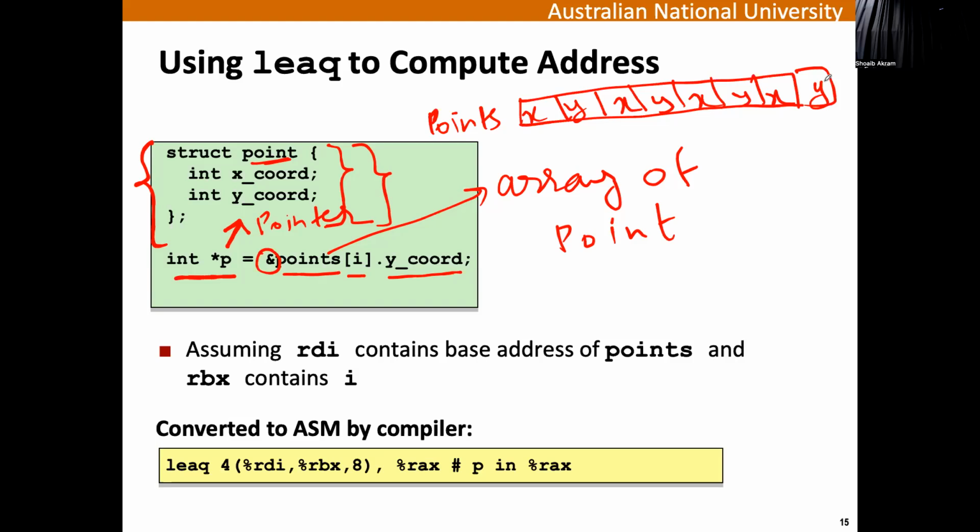Because the size of the structure is 8 bytes. I have created a new data type in C whose size is 8 bytes. Now, when I do the scaling of the index by 8, I go to points I, right? At this point, I'm at points I. Where do I really want to go? Where is the y coordinate? +4, which is right here, the power of lea. It can give you very complex addresses, very complex address calculation in C can be done with one instruction.